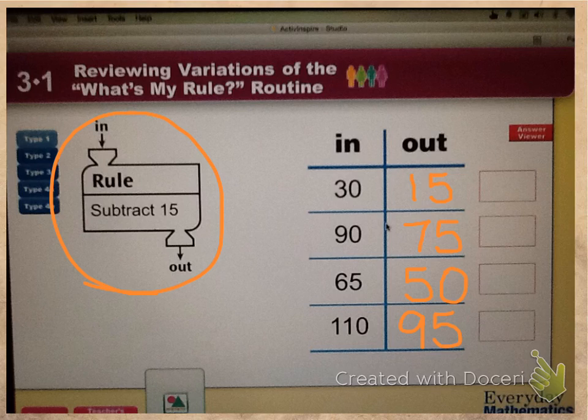So if you look here at the right, we have in and we have out on our in and out box. If we put 30 in the box and we follow the rule, subtract 15, we would get 15 out of the box. If we put 90 in and subtract 15, we would get 75. If we put 65 in and subtract 15, we would get 50. And if we put 110 in and subtract 15, we would get 95.